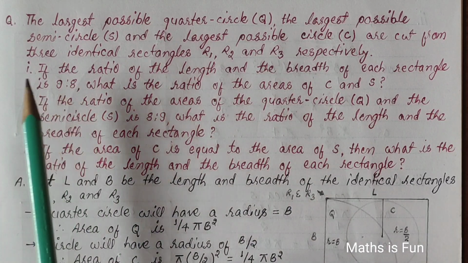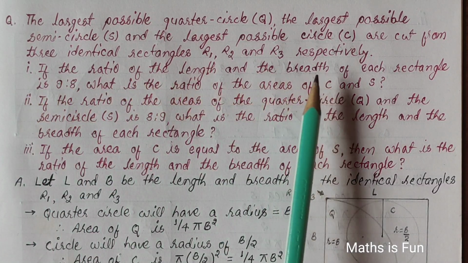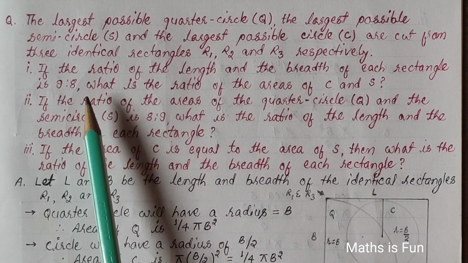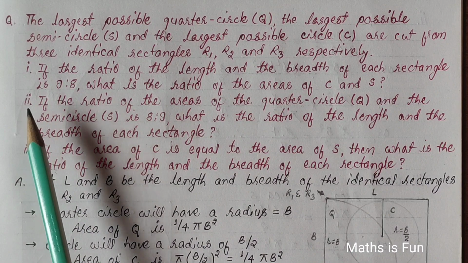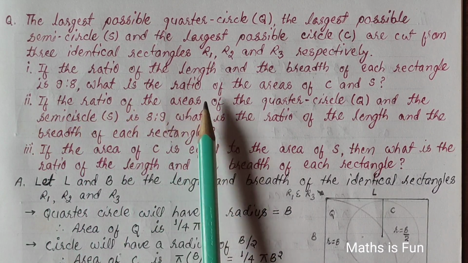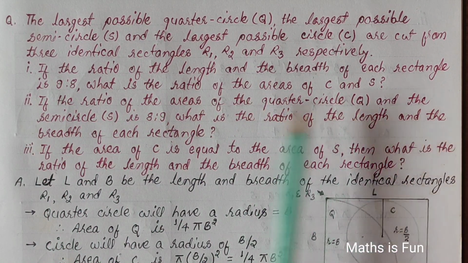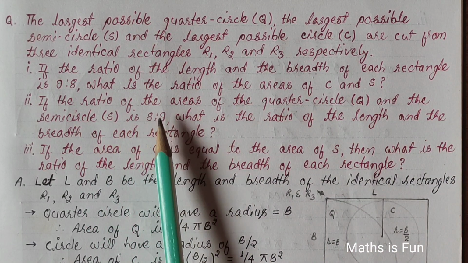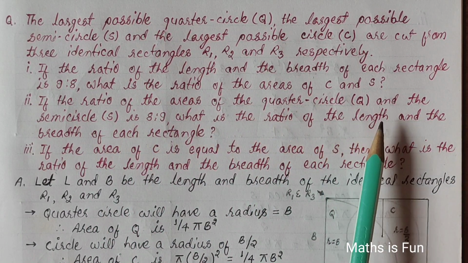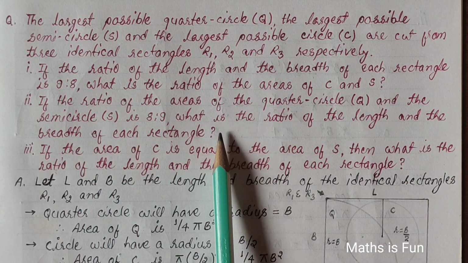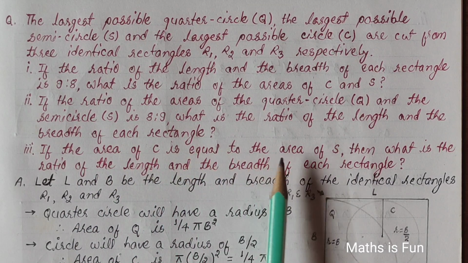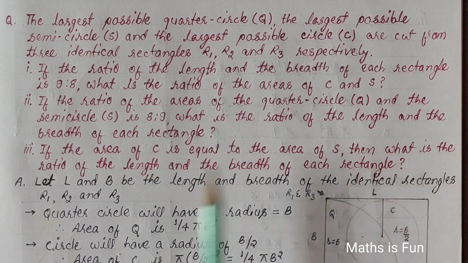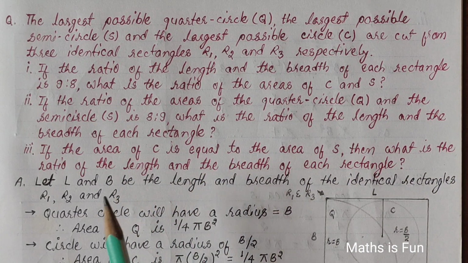Question number 1: if the ratio of the length and breadth of each rectangle is 9:8, then what is the ratio of the areas of C and S? Question number 2: if the ratio of the areas of the quarter circle Q and the semicircle S is 8:9, then what is the ratio of the length and the breadth of each rectangle? And question number 3: if the area of C is equal to the area of S, then what is the ratio of the length and breadth of each rectangle? Now let's move to our answers one by one.